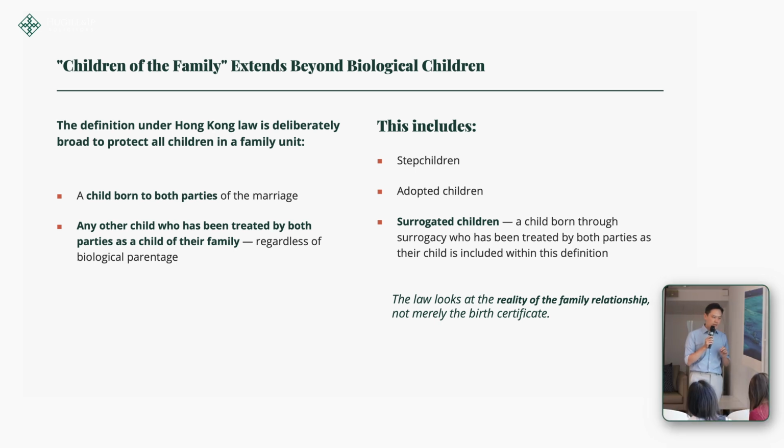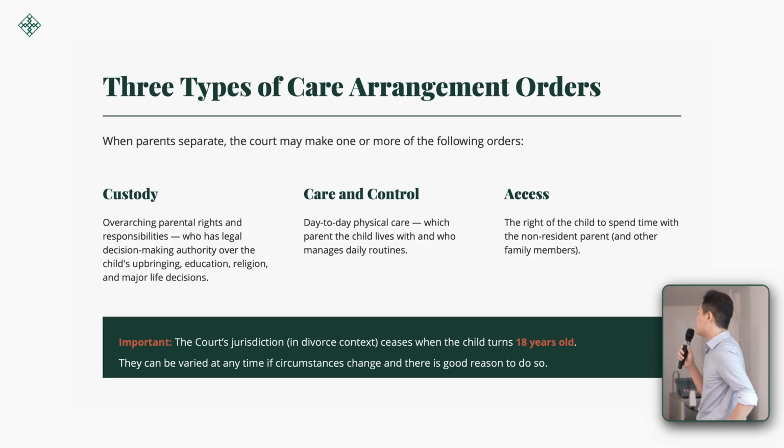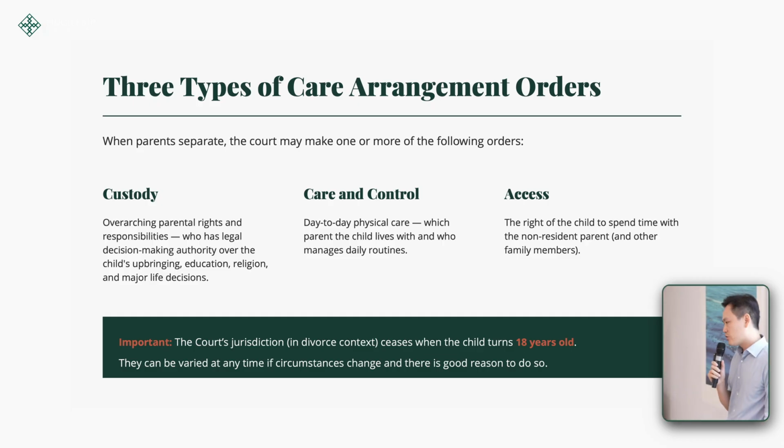However, the Hong Kong family court can only make children arrangement orders before the child turns 18. Or I should say that any order made in relation to children will cease to have effect if the child turns 18. All right. This is probably one of the most important slides in the whole presentation.